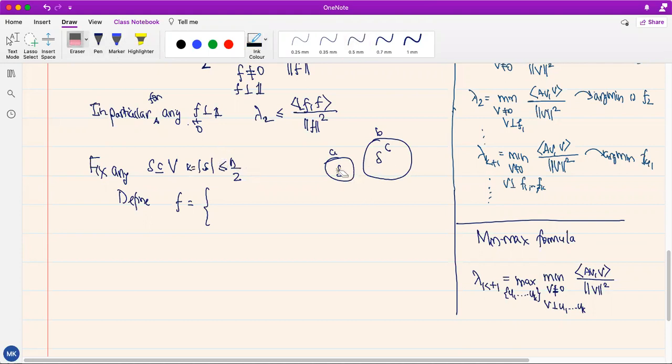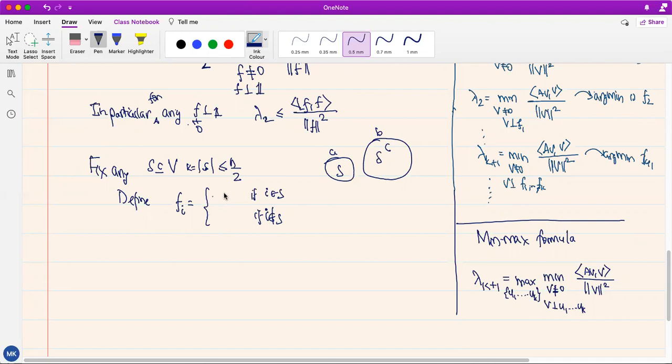How should I define the values on the two parts so that f will be orthogonal to the constant vector? f has to be perpendicular to 1. So the question is, what values? I want to take the same value here and another same value here. So f_i is A if i belongs to S, and B if i does not belong to S. One side you have to take positive, one side you have to take negative. Otherwise, you won't get cancellation.